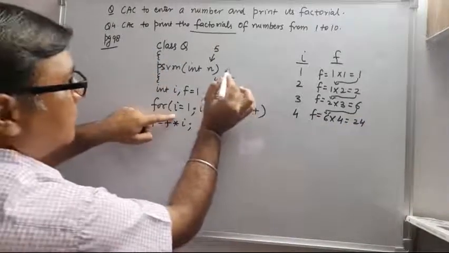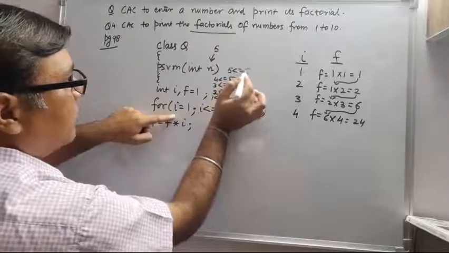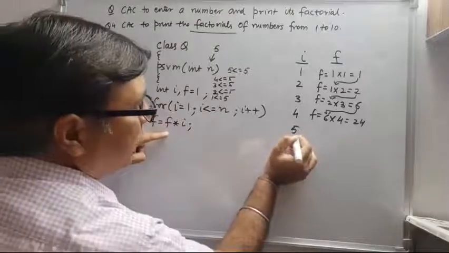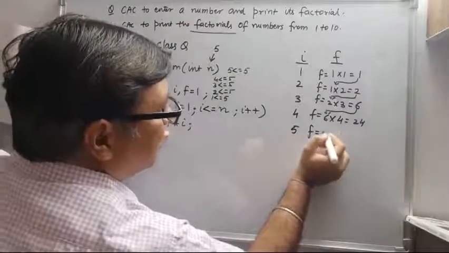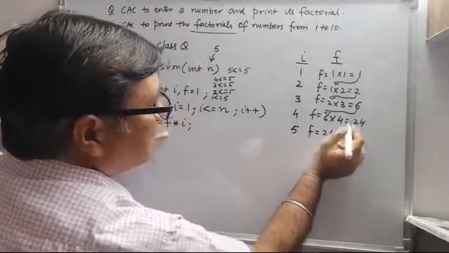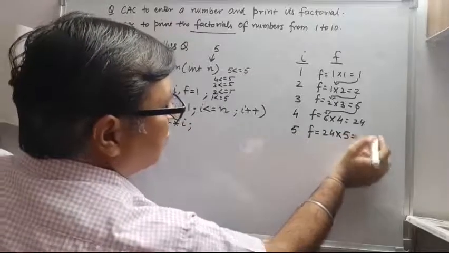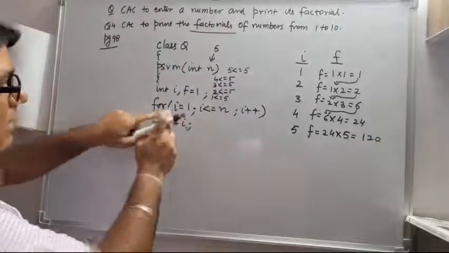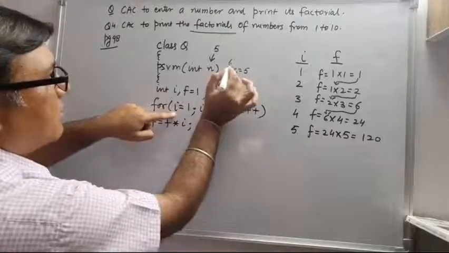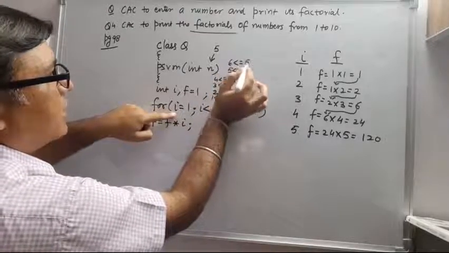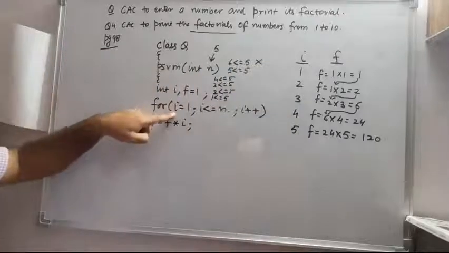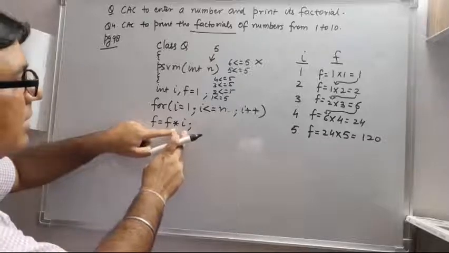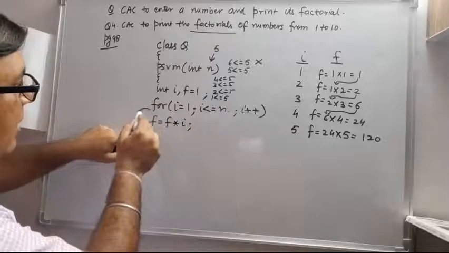i will become 5. 5 is less than equal to 5. This condition is again true. It will come down. f is equal to f into i, that is 5. f is equal to 24 into 5. That is equal to 120. After that it will come again, plus plus. This will become 6. 6 is less than equal to 5. This is false. This condition becomes false. Therefore the further execution of this statement will not be carried out and the loop will terminate and come here.